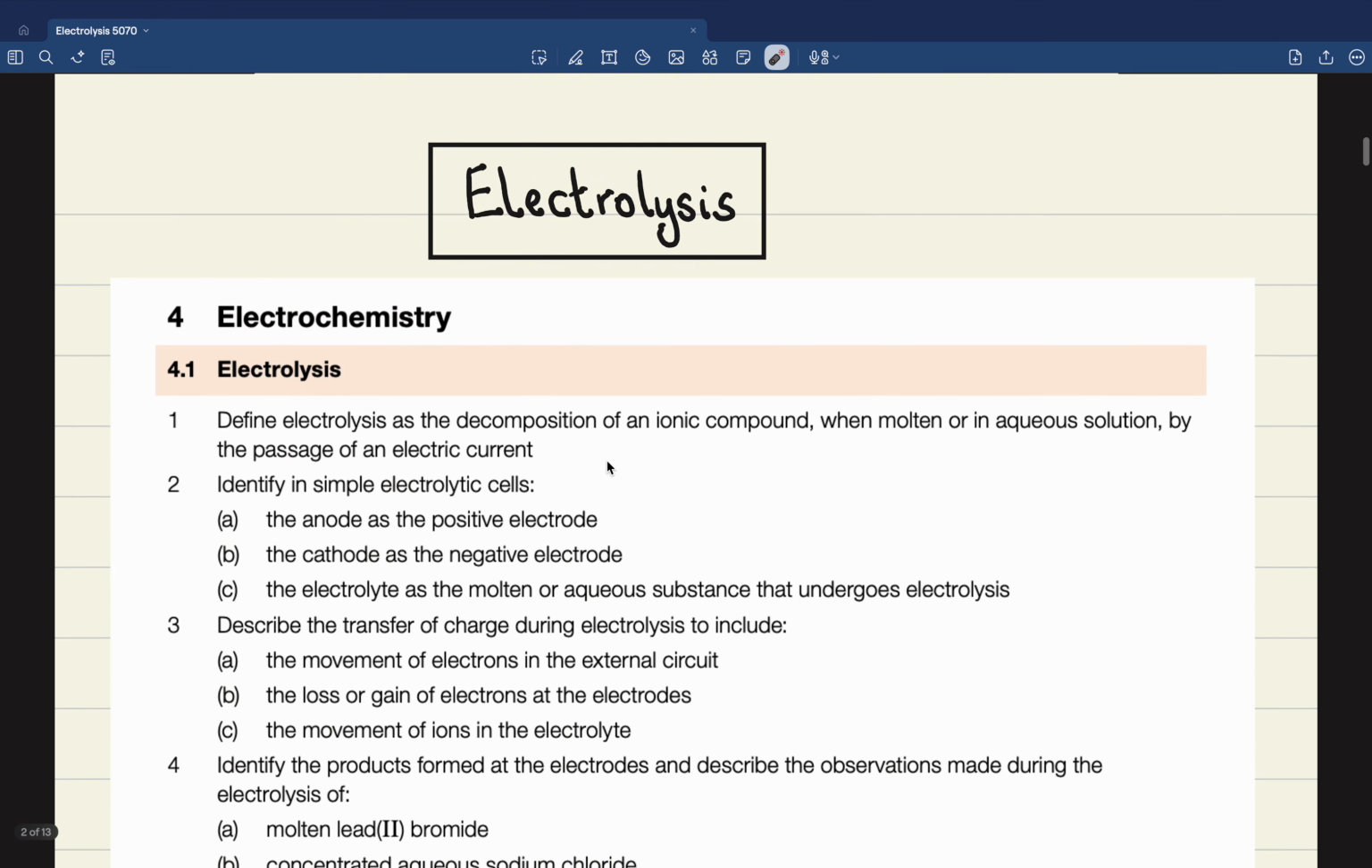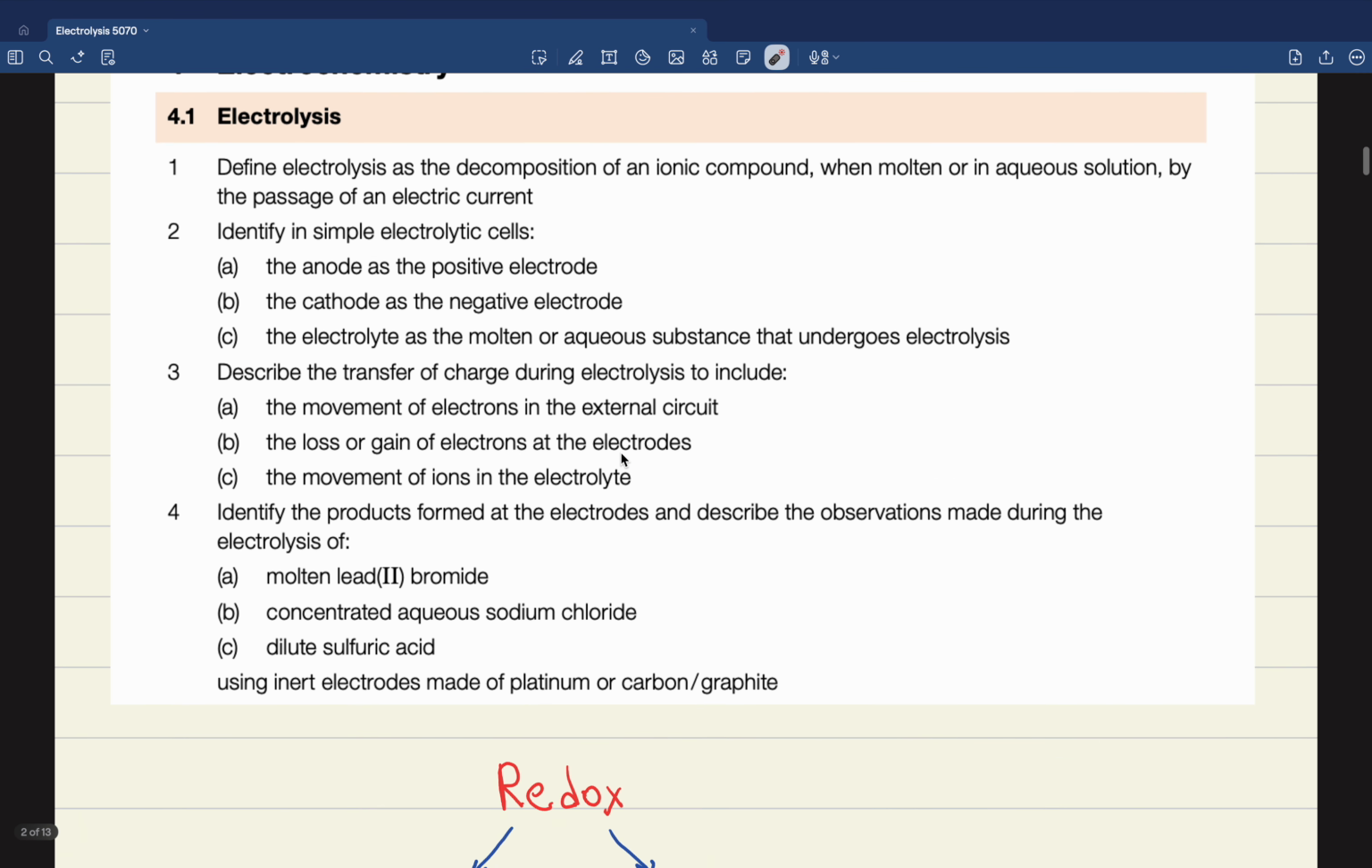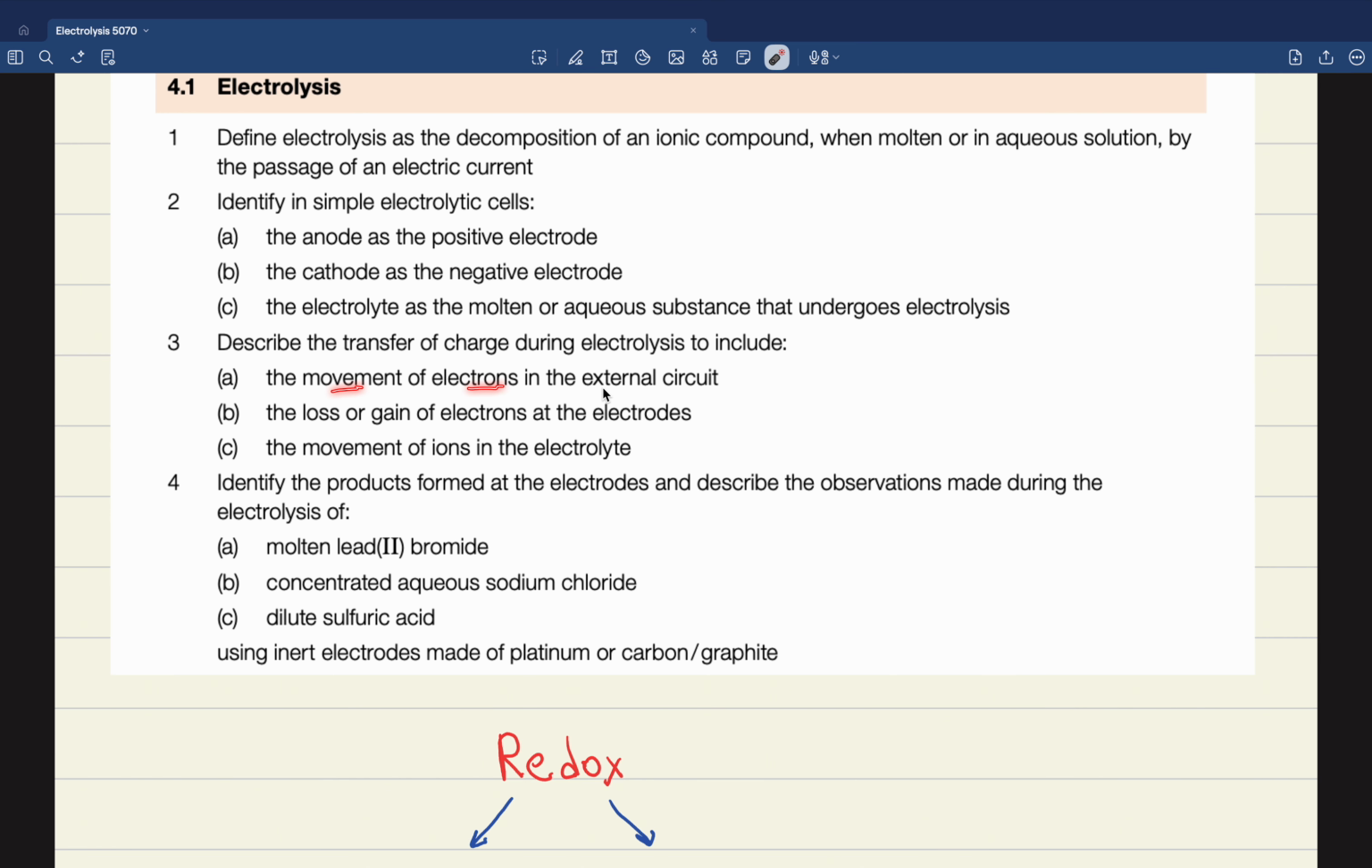If we go to the course outline, you'll see that this is exactly what you're supposed to know. The movement of electrons in the external circuit, right? The external circuit, which includes the battery, wires and electrodes, has the movement of electrons. The anion loses that electron, it travels all the way from the anode to the cathode, and at the cathode the cation gains the same electron. We saw that from the equations. The loss and gain of electrons at the electrodes, that's exactly what's happening.